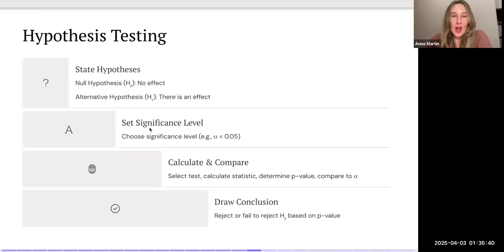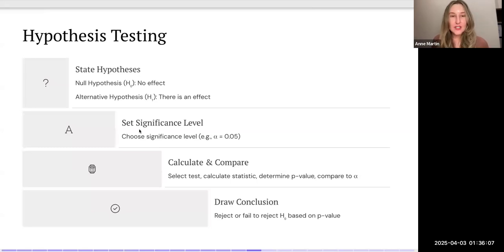So after stating the hypothesis, the researcher will set the significance level. The probability value and the significance level are different. Before engaging in hypothesis testing, the researcher will choose their significance level, which is indicated by alpha. And it's typically 0.05 or even smaller, 0.01.